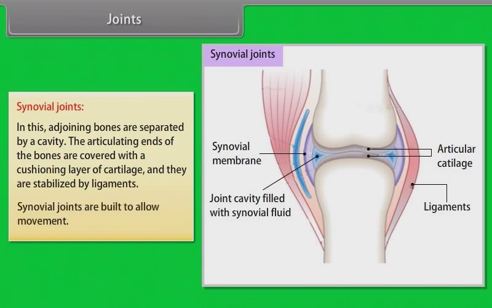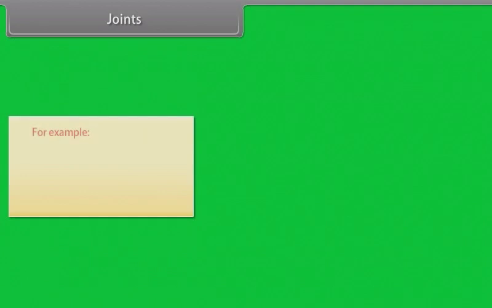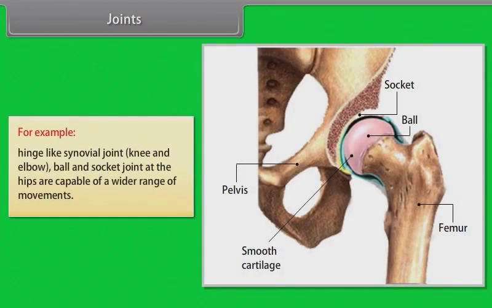Synovial joints are built to allow movement. For example, hinge-like synovial joints such as the knee and elbow, and the ball and socket joint at the hips, are capable of a wider range of movements.